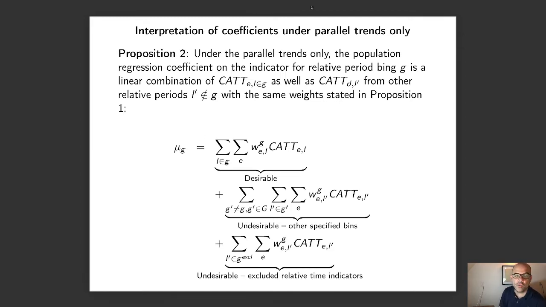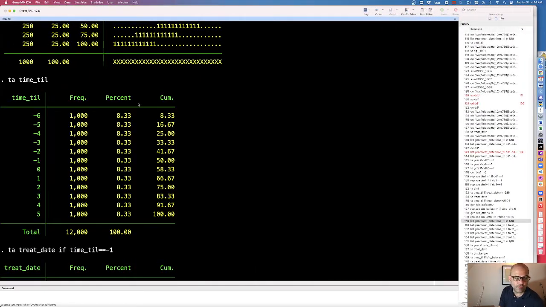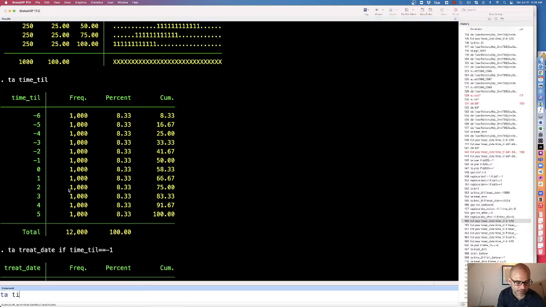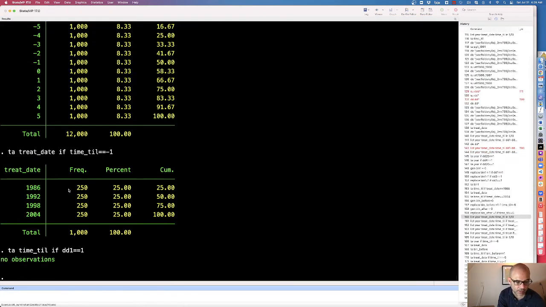All right. So let's interpret the coefficient under each of those 3 assumptions as well as combinations of those assumptions. So under proposition 2, under the parallel trends assumption, the population regression coefficient on the indicator for relative period bin G. All right, so what is that? That would be for the, I run the regression. I have some examples here where I run these regressions. So here's like regression of DD1. What is DD1? Tab time till if DD1 equals 1.